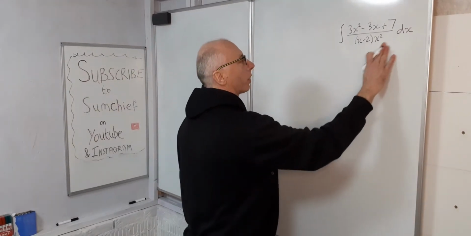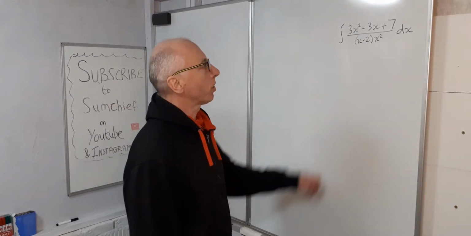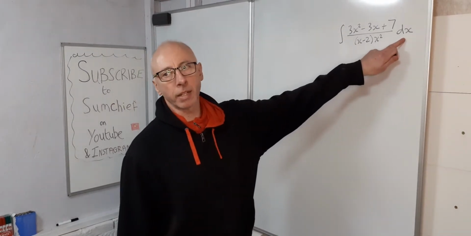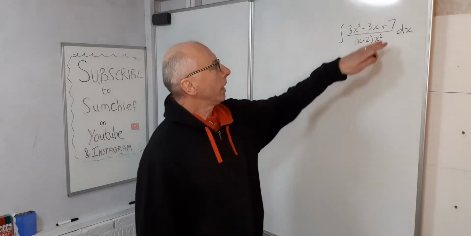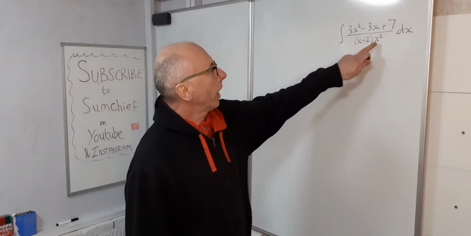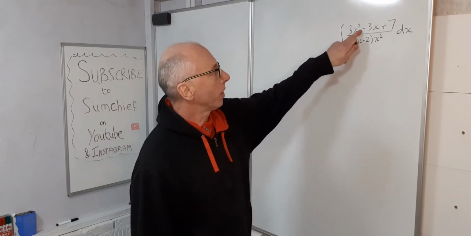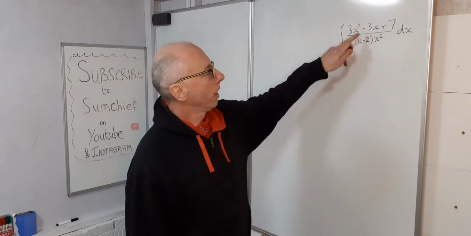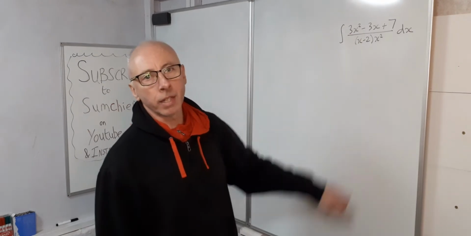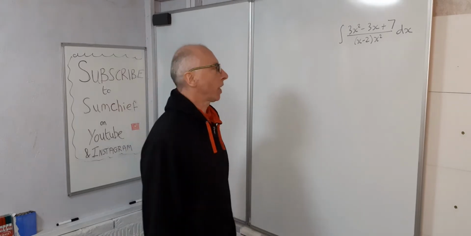Okay, so we're going to integrate (3x squared minus 3x plus 7) over (x minus 2x squared) with respect to x. So quite clearly looking at this, we can't integrate straight away. If we FOIL out the denominator, we can see we've got x cubed, whereas in the numerator we've got x squared. So the superior power is in the denominator. So it's looking like the best place to start is going to be partial fractions.